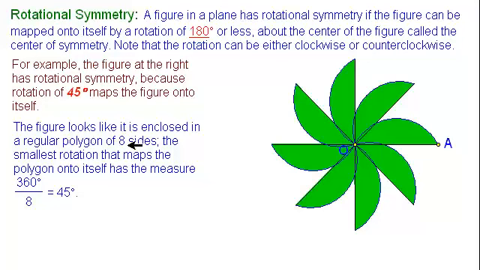That is what is written here, that the figure looks like it is enclosed in a regular polygon of 8 sides. The smallest rotation that maps the polygon onto itself has the measure 360 divided by 8, which is 45 degrees. So it is not really difficult to find the rotational symmetry if you understand how to find the least rotational angle which maps the figure onto itself.